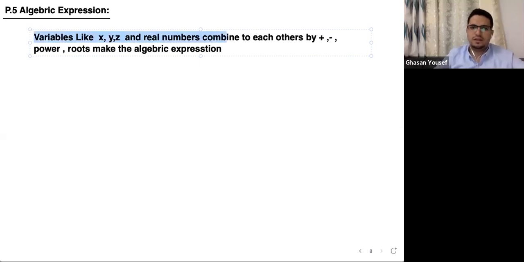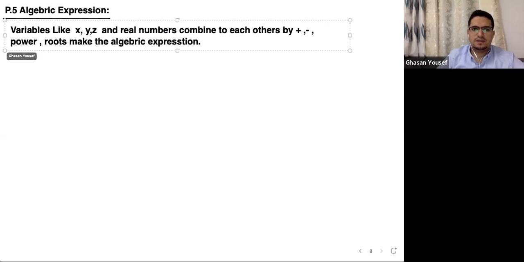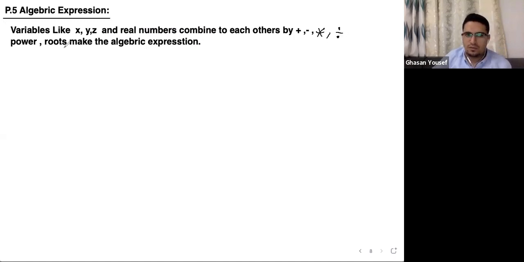I'm going to give you an example to explain more. It's variables like x, y, z, and real numbers combined to each other by addition, subtraction, multiplication, division, power, or roots. All of them make the algebraic expression. An example is something like this: I have 2 to the power x squared minus 3x plus 4. Look, I have real numbers 4, 3, 2, and also variables, x squared, and also the operations minus and plus. All of this is combined and gives me an algebraic expression.